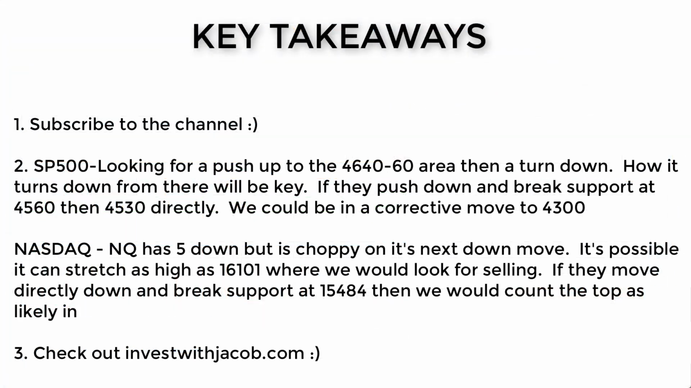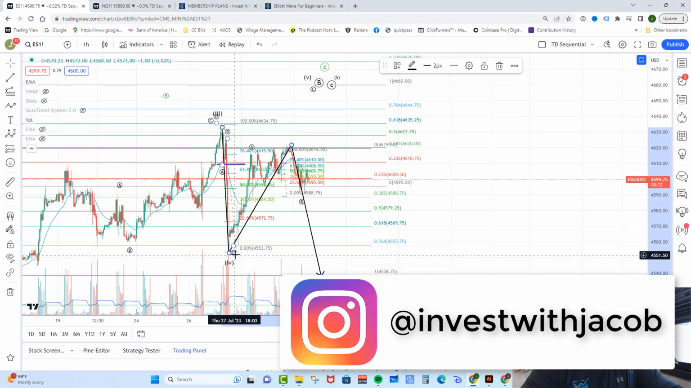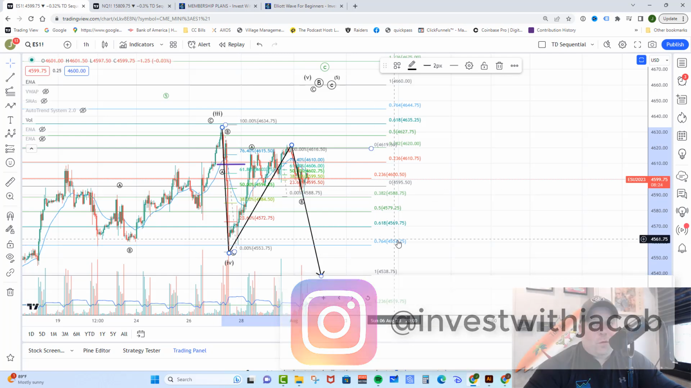Key takeaways for today. We're looking for that one more push up toward the 4460 to 4660 area. If we get that, that resets the count, then we'll see what kind of pullback we get to understand our target. However, if they do stay below the high and break support down here around 4560 and 4530, then that means the top is likely in, and we're probably in a corrective count down towards 4,300.